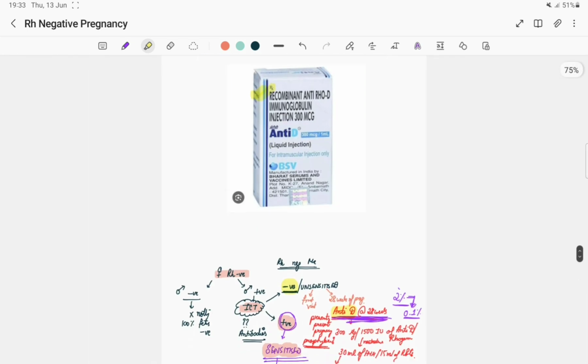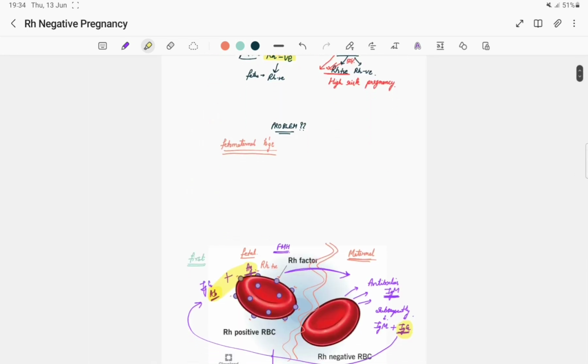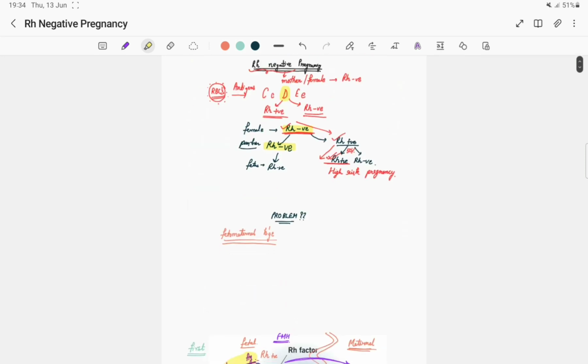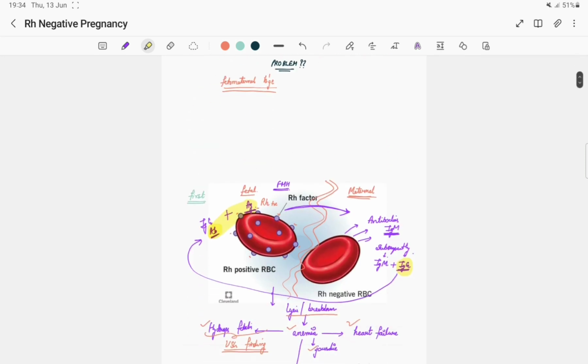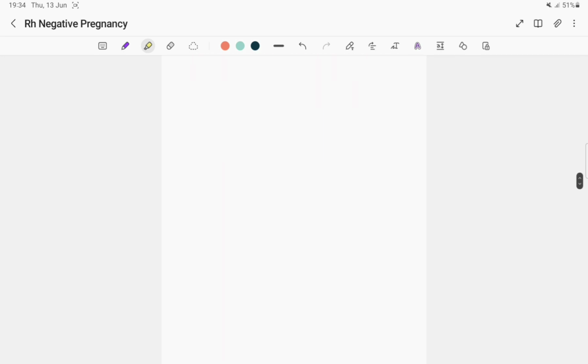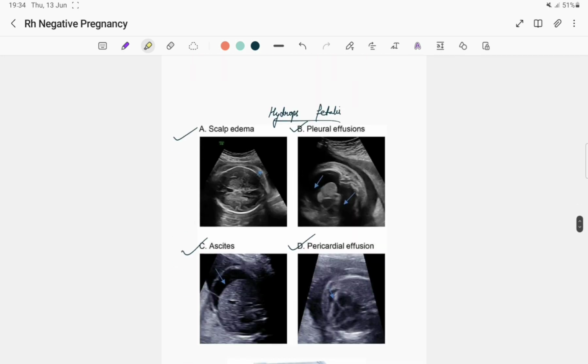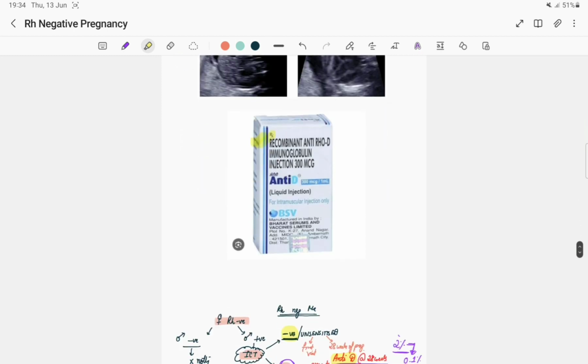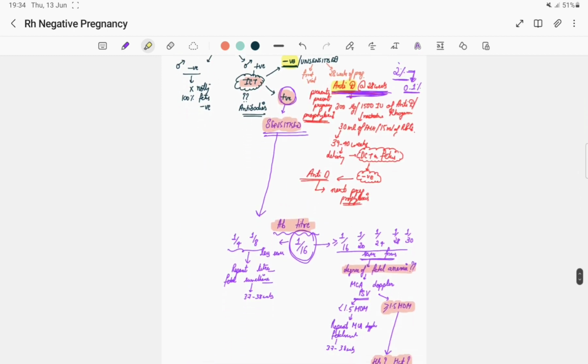And we have discussed what is Rh negative pregnancy, what is the problem if it is Rh negative pregnancy, and in what scenario. In a scenario where the mother is Rh negative and the fetus is Rh positive, we call it high risk Rh negative pregnancy. What is the problem? What problem will the fetus face? Maternal complications are also there, but mainly due to fetal complications, we have to keep this in mind, right? And then we discussed the management aspect of Rh negative pregnancy.